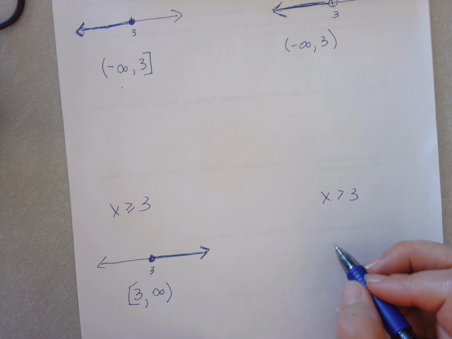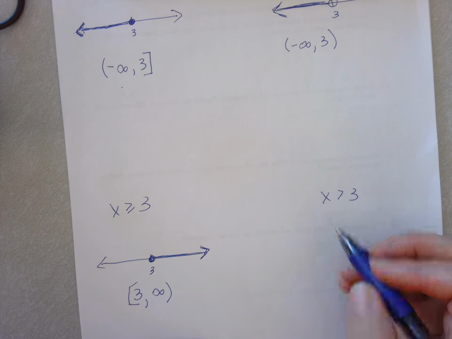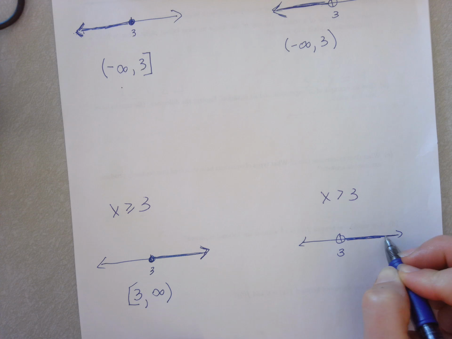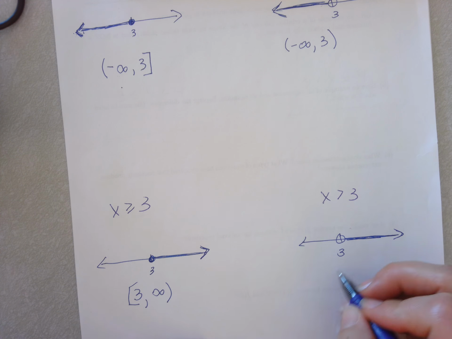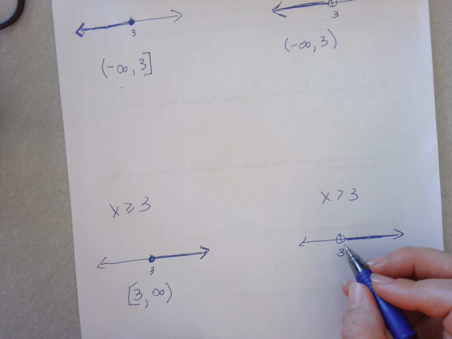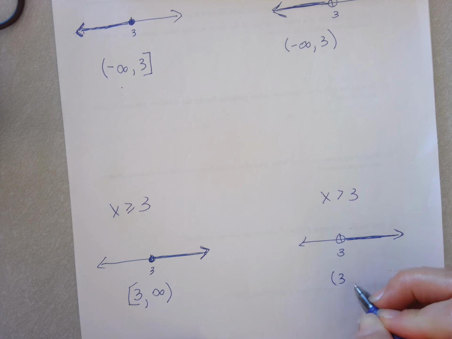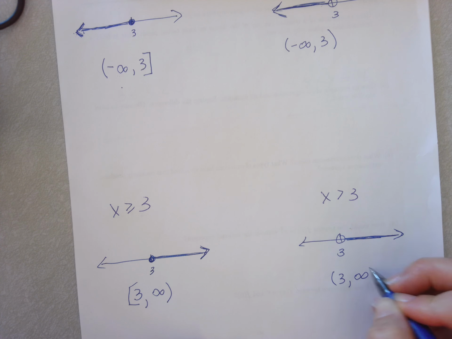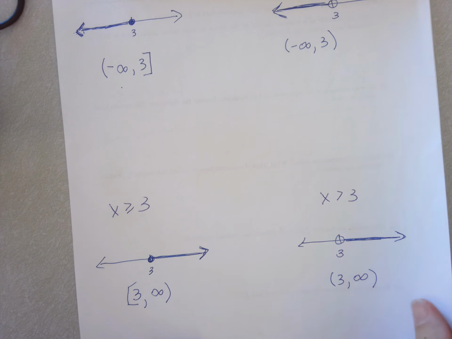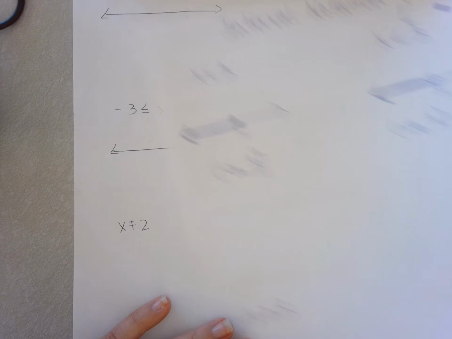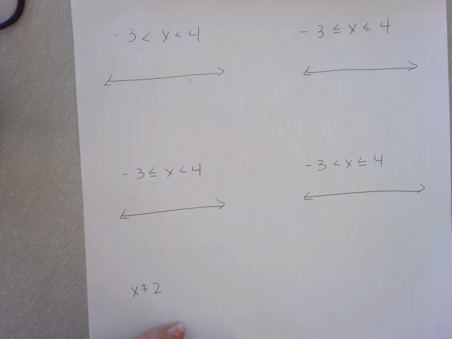Okay? All right, so this one is almost the same. It's just that my 3 isn't included. It's open and it goes this way. So the only difference here is the furthest to the left is 3, but not exactly 3, so I use a rounded parenthesis, and then it goes off to infinity.